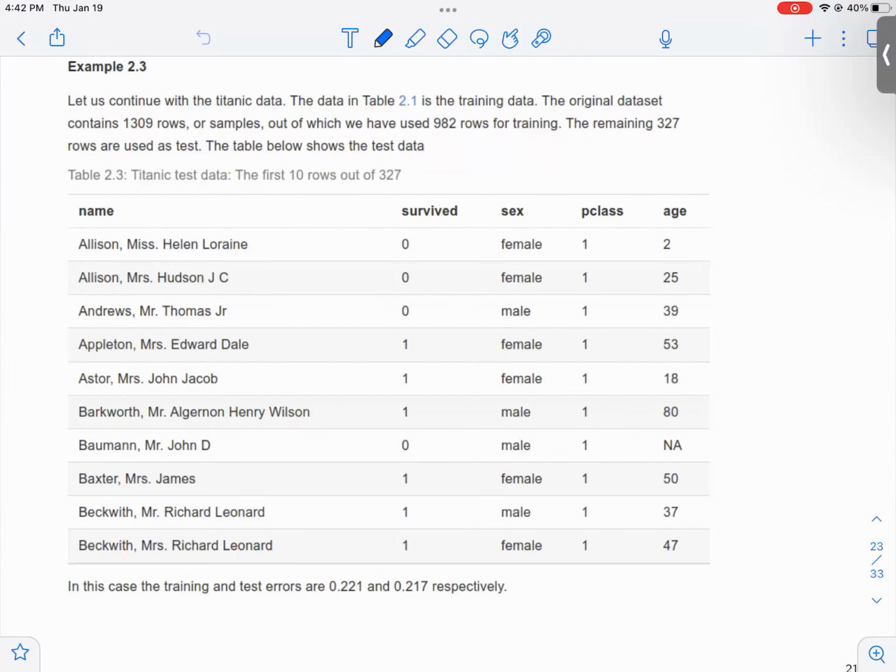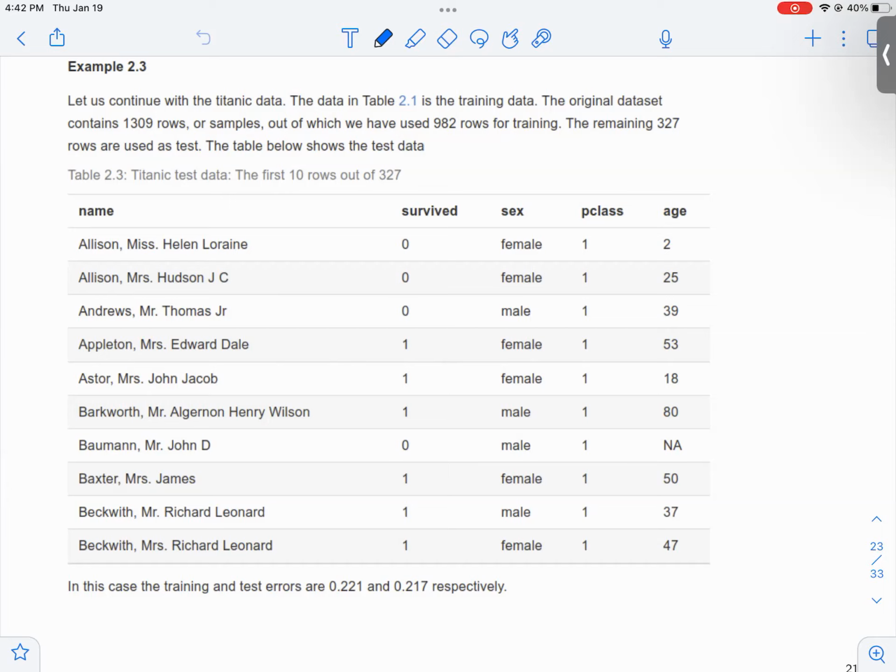So I already split it roughly 70% for training and 30% for test. This is the test data, and we evaluate the classifier that we learned, the one based on the correlated sex, on this, and it turns out that the test error is 0.217, and this is the training error. We can calculate this, and they're actually very close, which goes back to the point that in this case, training error is not bad.